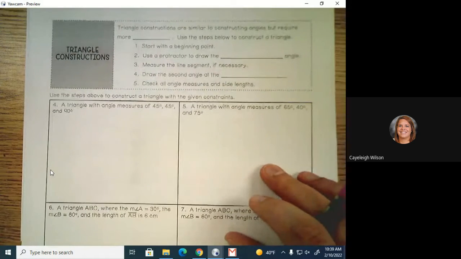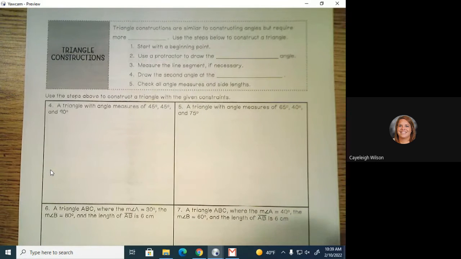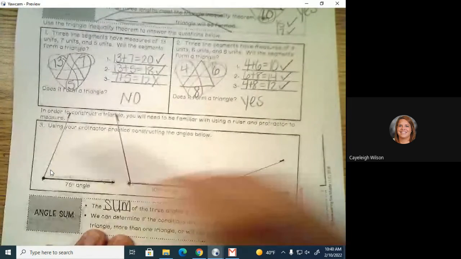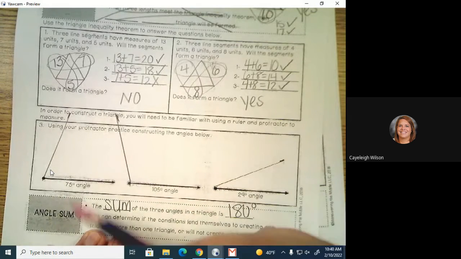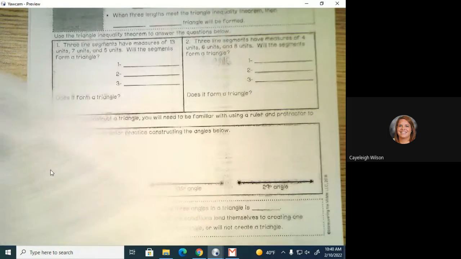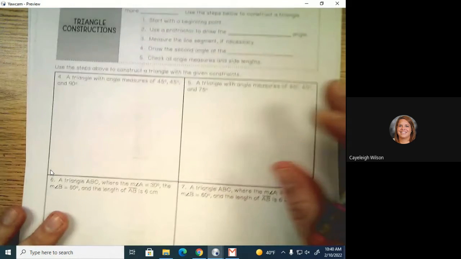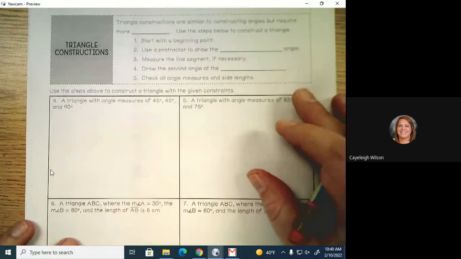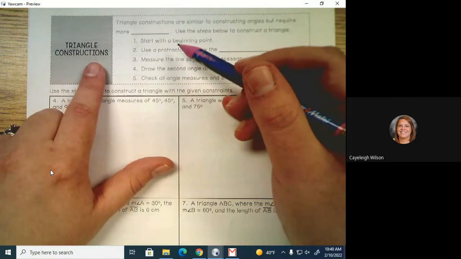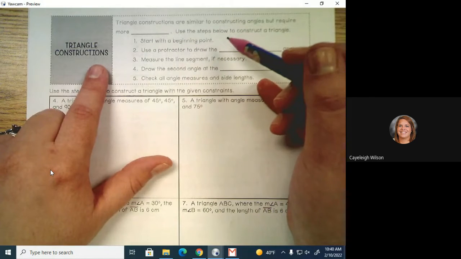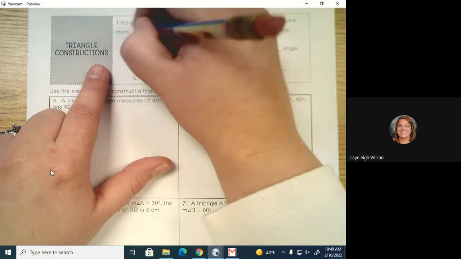Triangle construction. So this is where we are going to make our own triangles. All right, and this is very important because I'm going to be honest. This right here, down here at the bottom, this is something you should have already learned last year. Okay, well, I'm just telling you that we are kind of going along. So if you didn't know how to draw on the protractor, you really need to pay attention big time. Okay, so triangle constructions are similar to constructing angles, but require more steps.